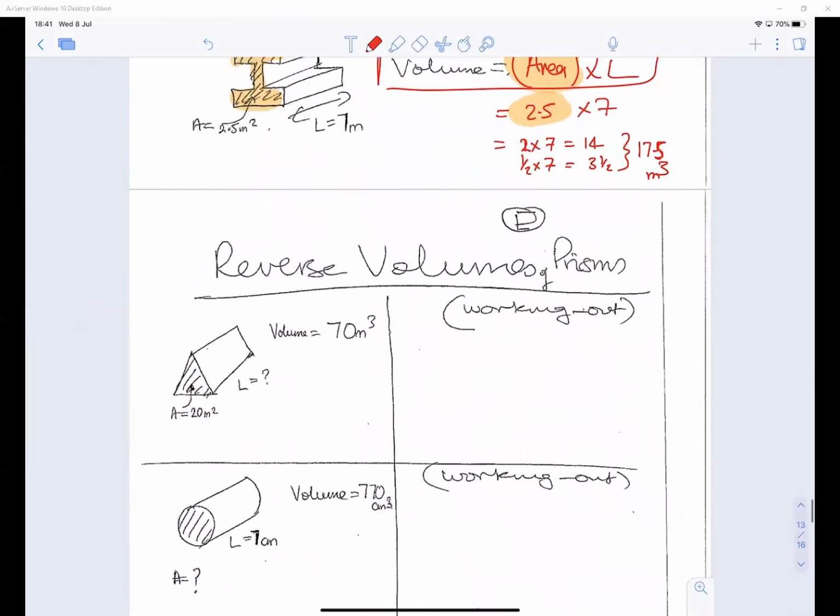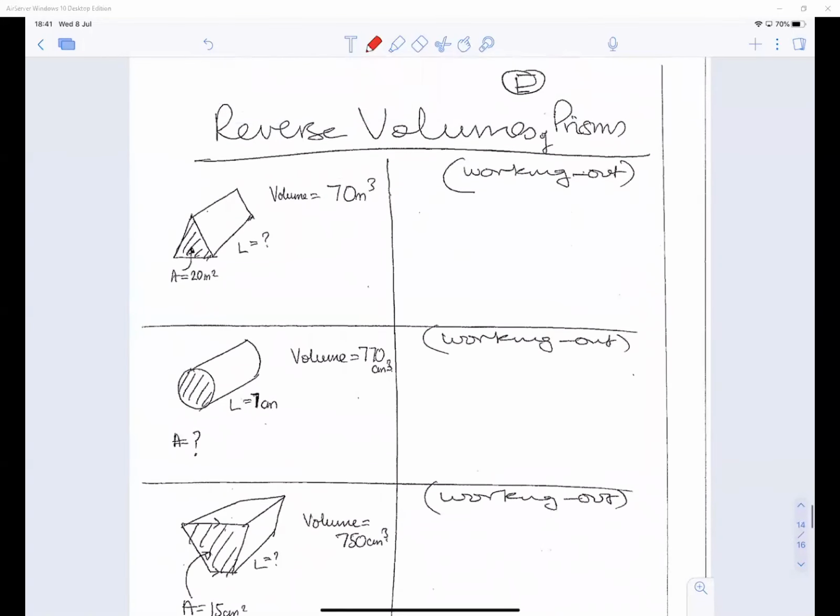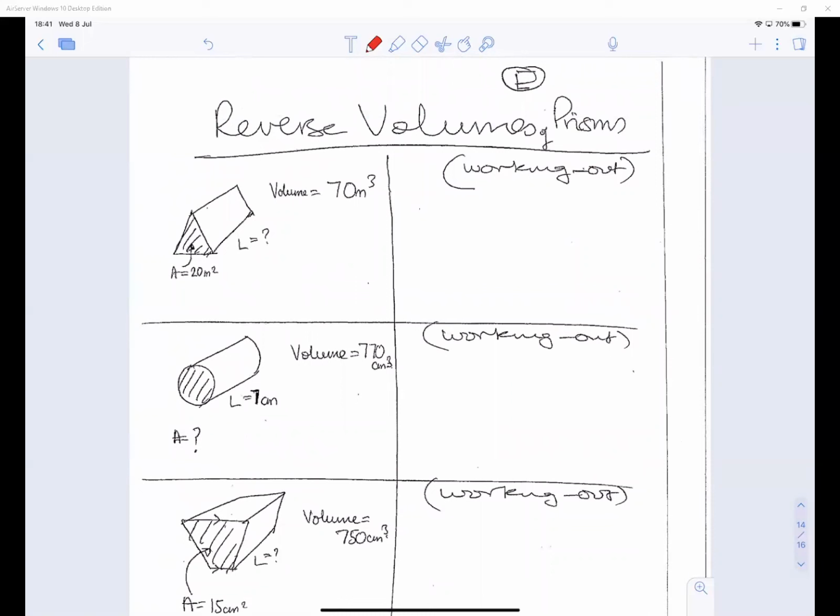Fantastic. Okay. Now we have some reverse volume questions here, which are nice questions. Again, still based on the basic formula. So let's have Mr. Idris come and join me now.